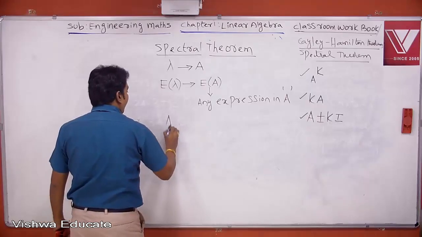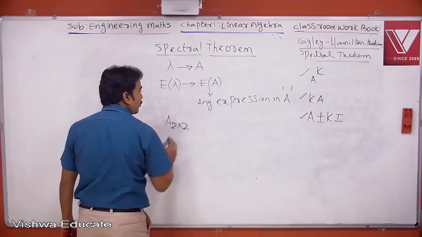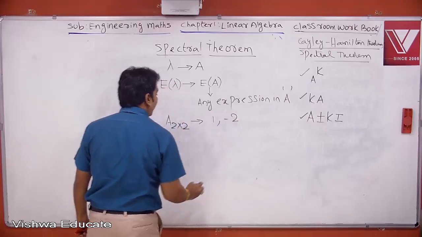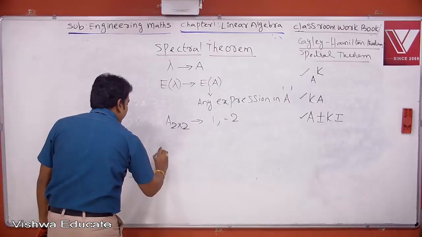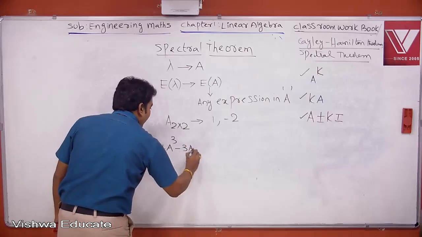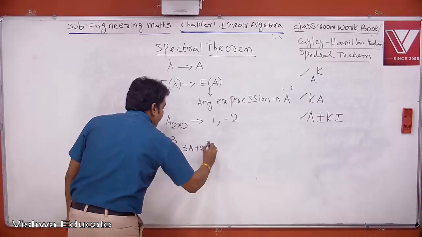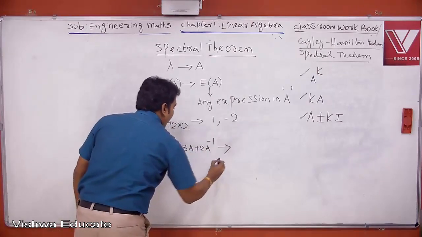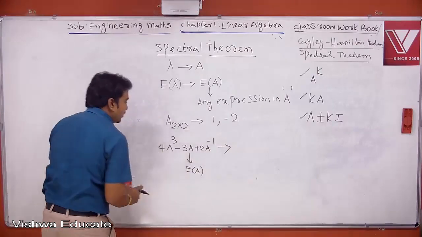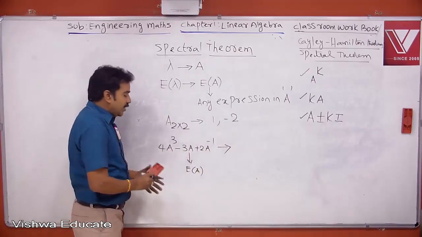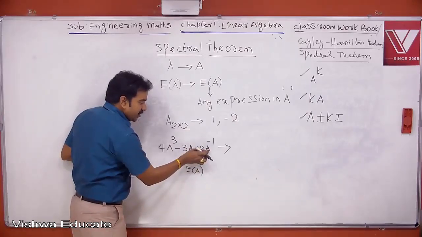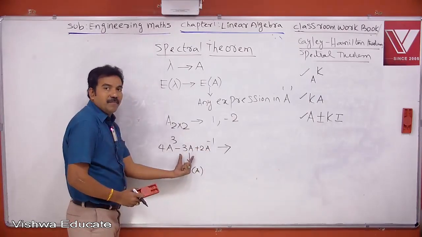Suppose A is a 2 by 2 matrix having eigenvalues, for example, 1 and minus 2. Suppose I have an expression 4 into A cube minus 3A plus 2 into A inverse. Now this is nothing but E of A. This is an expression in terms of A. You can see powers of A are covered, multiples of A are covered, inverse is covered.